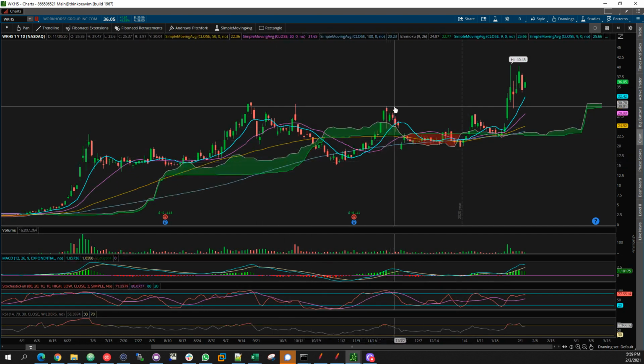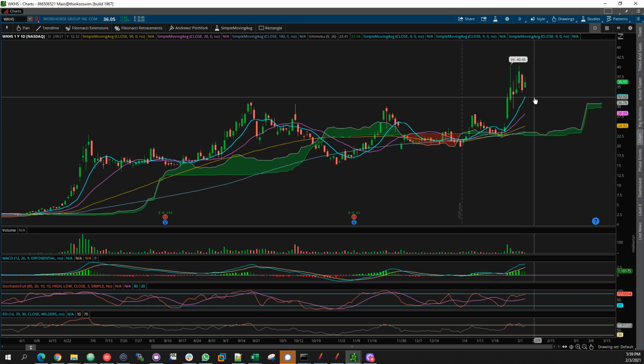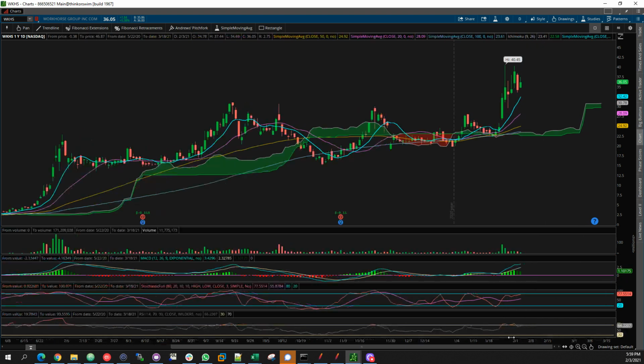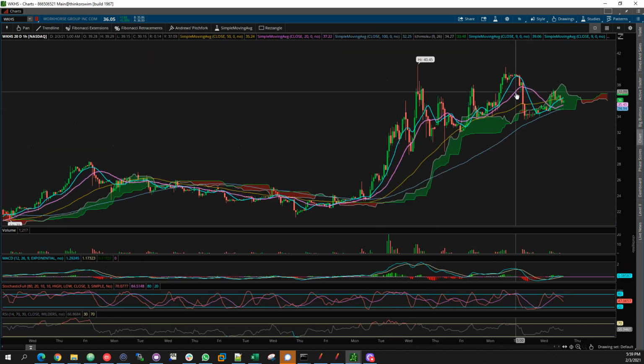Very nice. Big cup and handle, ripped up. Cloud support is there. I believe that if it tests the 9-day moving average or even dips a little below, like around 30, it's a good buy. It's still a buy. I think it's on the verge of breaking out.